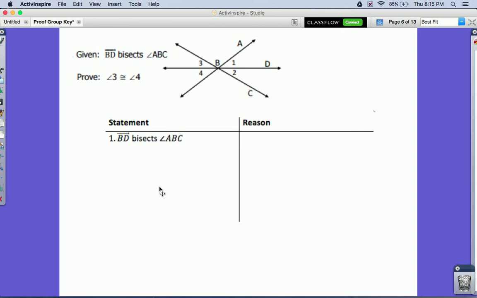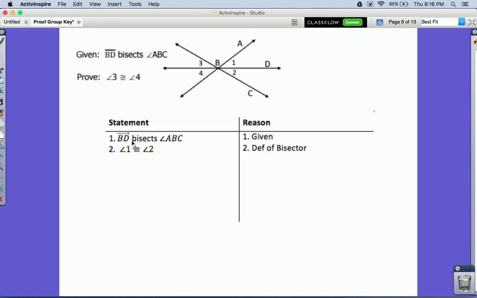So our first statement should be that BD bisects angle ABC, and that is our given. So what we should think about next, going off of our given, is what bisect means. And to bisect something means to split it into two equal parts. So if BD bisects angle ABC, then we can say that angle 1 is congruent to angle 2. And that's just by definition of a bisector.